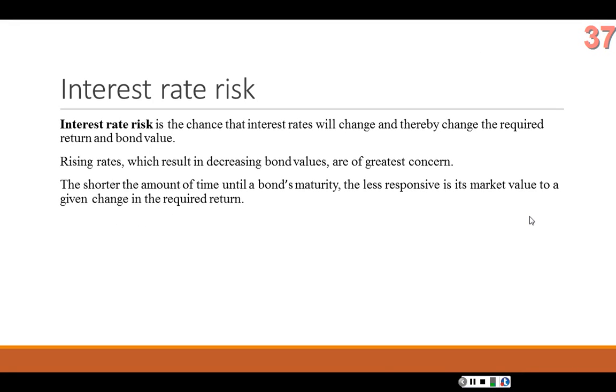Interest rate risk is the chance that interest rates will change, thereby changing the required return and the bond value. Rising rates will cause lower bond values. These are the greatest concern. The shorter the amount of time until a bond's maturity, the less responsive it is to its market value.